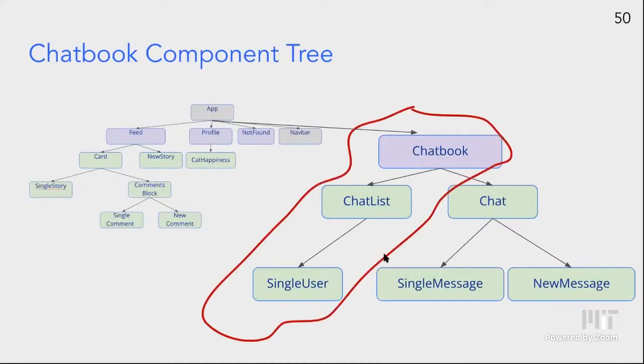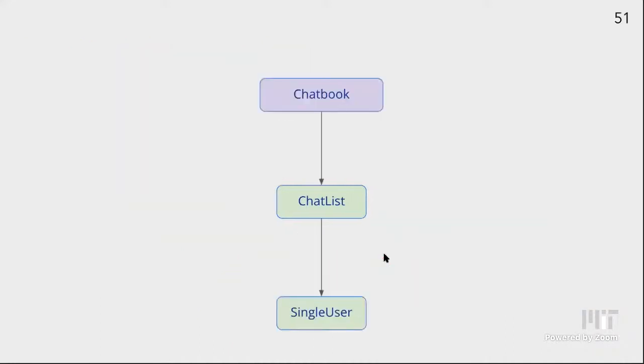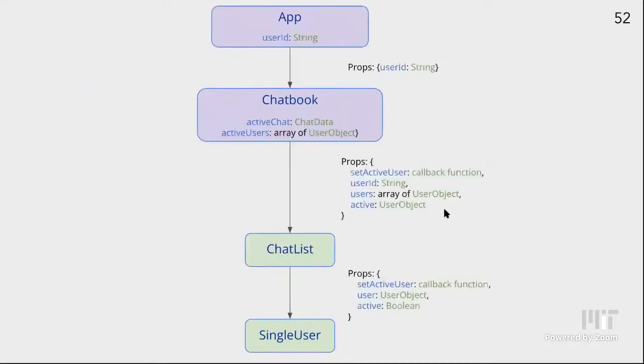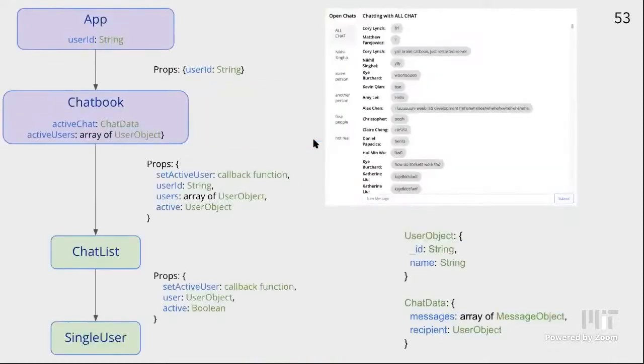So if we focus here, we can sort of break down what we want to be the props and state of these components. And we've actually done this for you already. You can see here, the app tells Chatbook the user's ID, so that way we know if they're logged in and we know who they are. Chatbook has a state called active chat, which has all the data about the chat itself. And we also are going to add a new state called active users, which will keep track of which users should be in that column on the left.